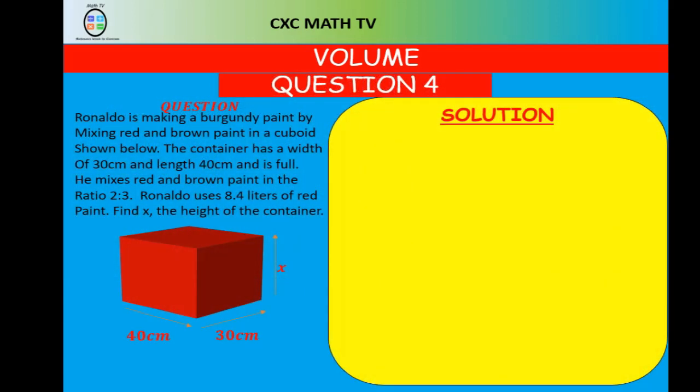Wow! Now here's a tricky question. Now here's where it gets challenging. I want you to pause the video and do this question. Ronaldo is making a burgundy paint by mixing red and brown paint in a cuboid container. The container has width of 30 centimeters, length 40. He mixes red and brown paint in the ratio 2 to 3. Ronaldo uses 8.4 liters of red. Find the height of the container. Pause the video, answer this question.